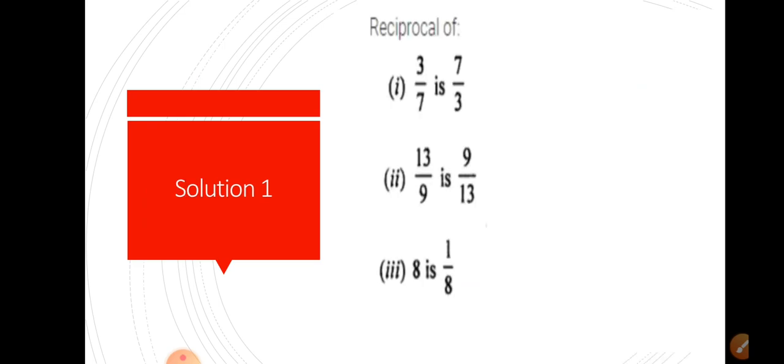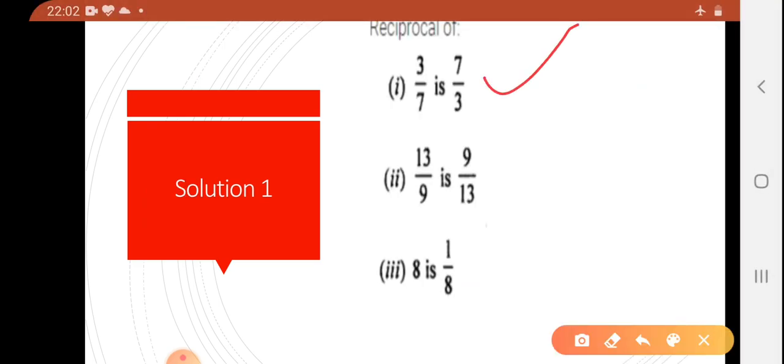So next is 3 upon 7. The reciprocal will be 7 upon 3. 13 upon 9. The reciprocal will be 9 upon 13. 8 we can write as 8 upon 1. Therefore the reciprocal of it can be written as 1 upon 8.